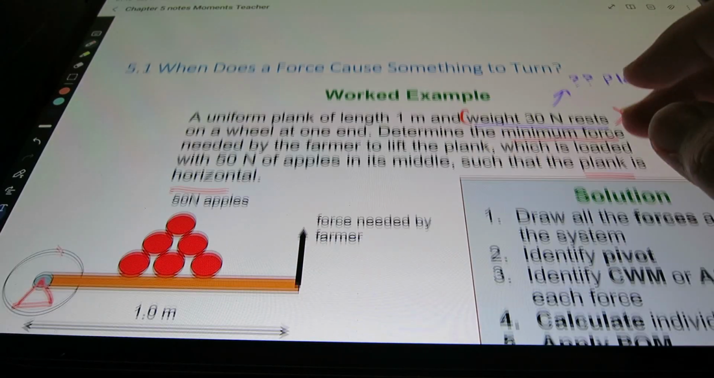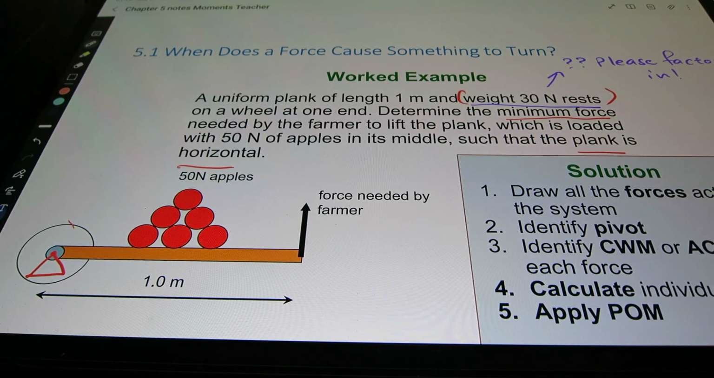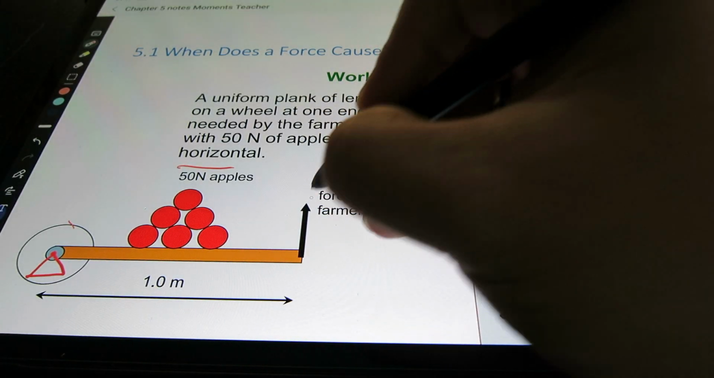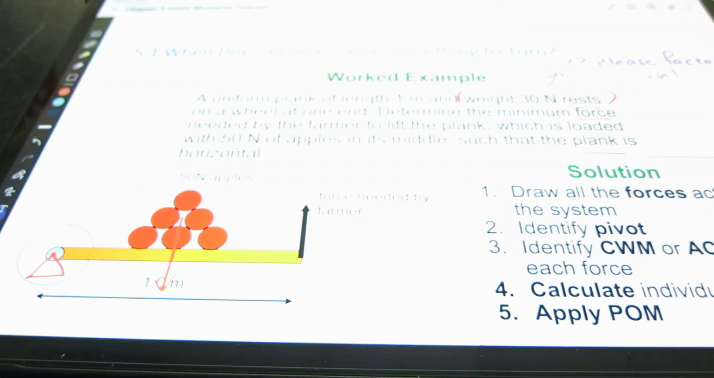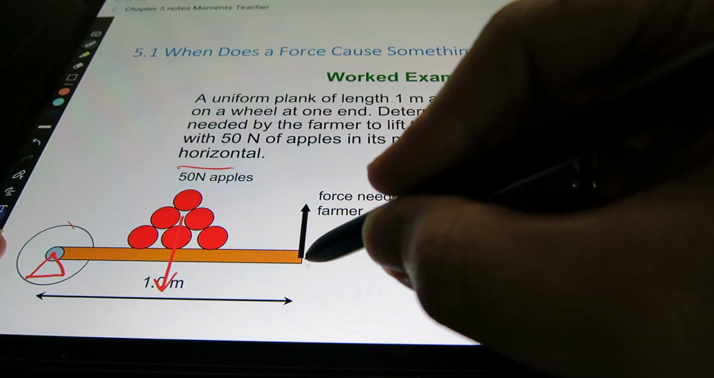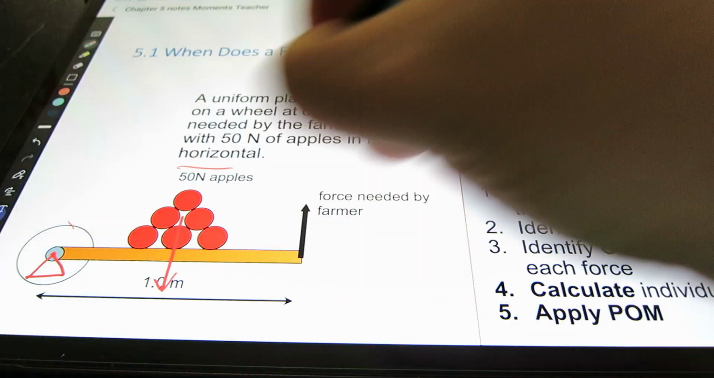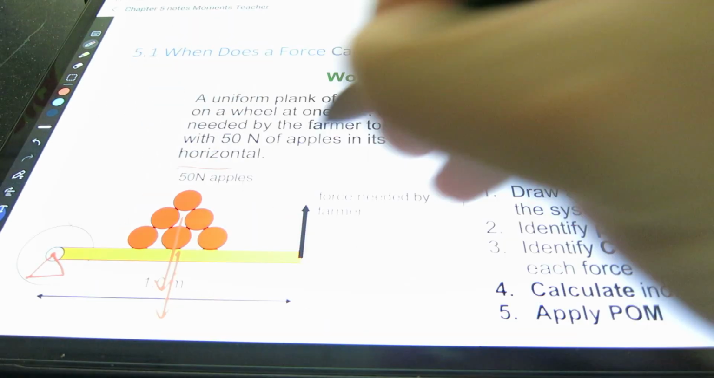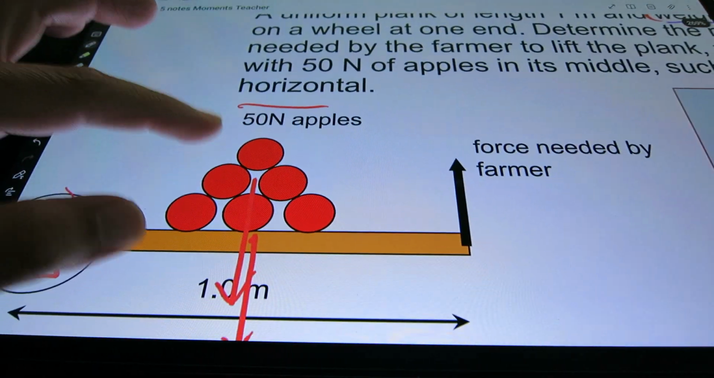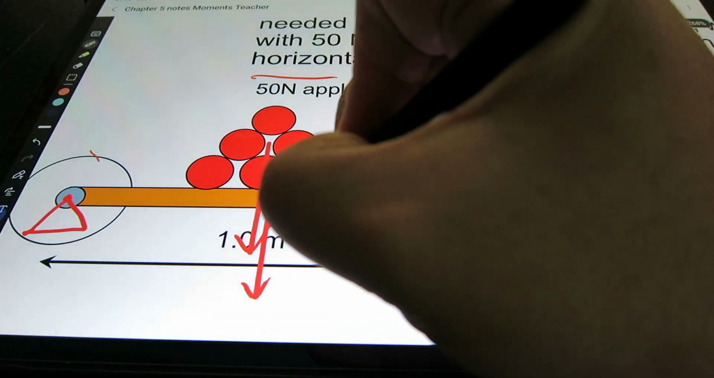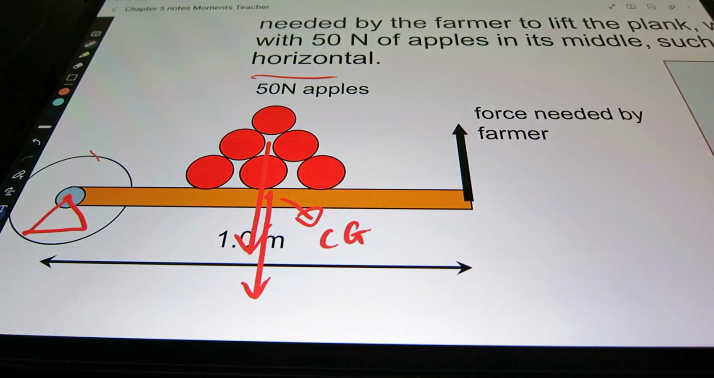Step 2, remember, is identify all the forces after finding the pivot. I know this is one of the forces. I know that the 50 newton force is going to act downwards in this direction. And it's a 1 meter plank. Then the weight of the plank, which is 30 newtons, is also going to act from the same position. I just draw it a little bit displaced so that you can actually see where it is. And we call this the center of gravity. And we're going to talk about this in a while.